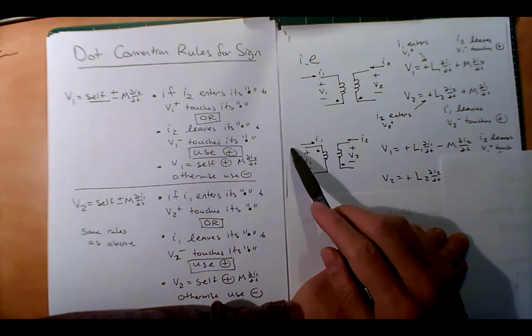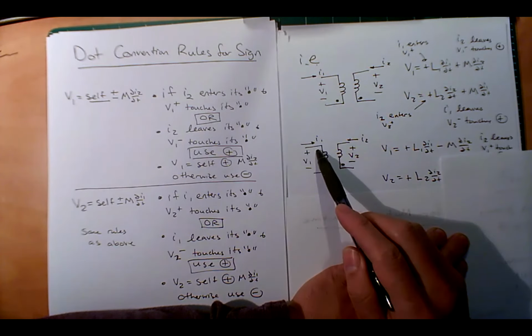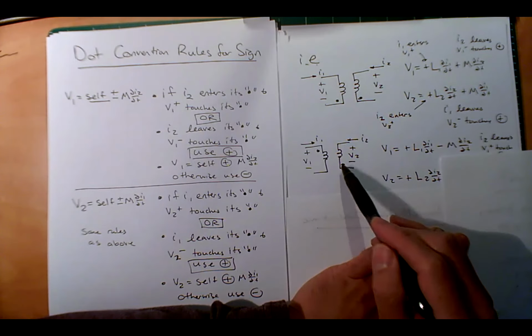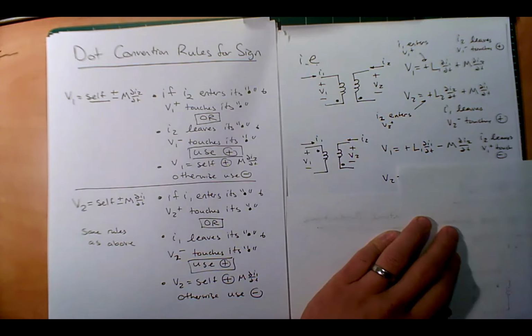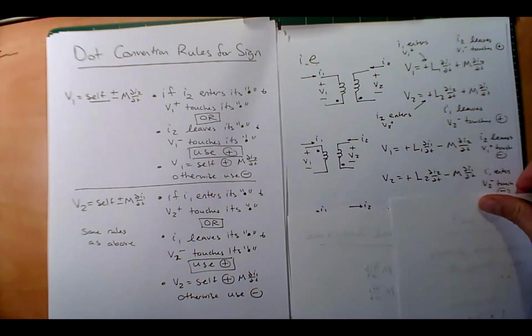I2 leaves, V1 positive touches. What about this one? I1 enters, but V2 negative touches. That's also going to be negative. Good, consistency. All right, let's keep going. What's next?